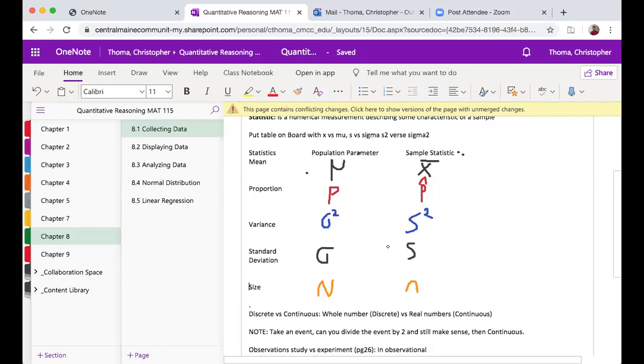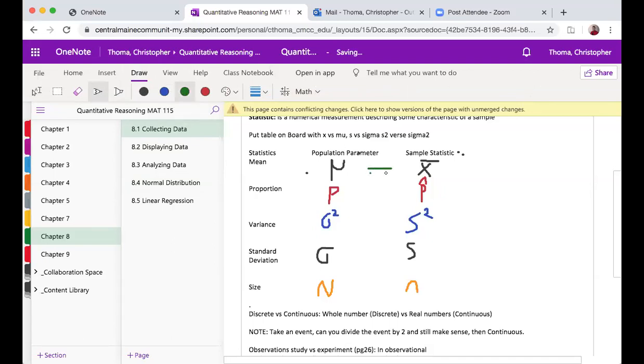And why this is so important: in statistics, really all we're trying to do is ask ourselves, how closely are these related? Right? That's really what statistics does. Is X bar a good representation of the population mean? Is P hat, the sample proportion, a good representation of the true proportion? Is the sample standard deviation a good representation of the population standard deviation?